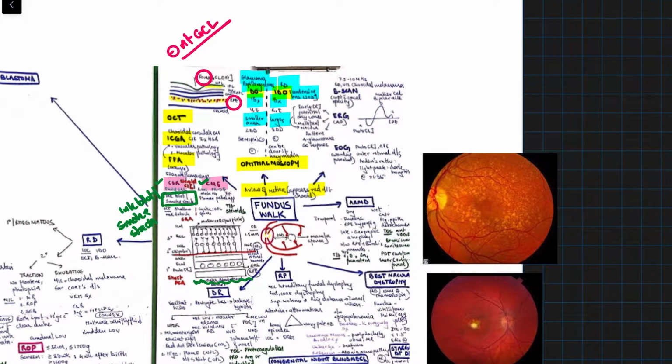in CSR, while CME is nothing but edema, right? So there will be cystic spaces in the outer plexiform layer. And just remember one point, that steroids are given in CME while steroids are contraindicated in CSR, because steroids are one of the precipitating factors for CSR.